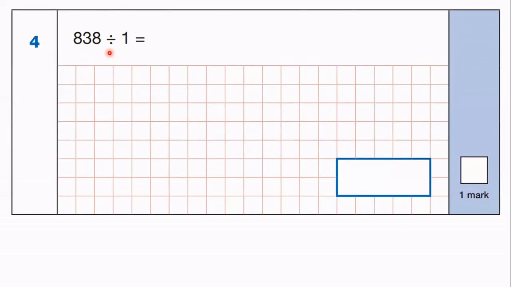Question 4. 838 divided by 1. Any number divided by 1 is just that number, so our answer is 838.